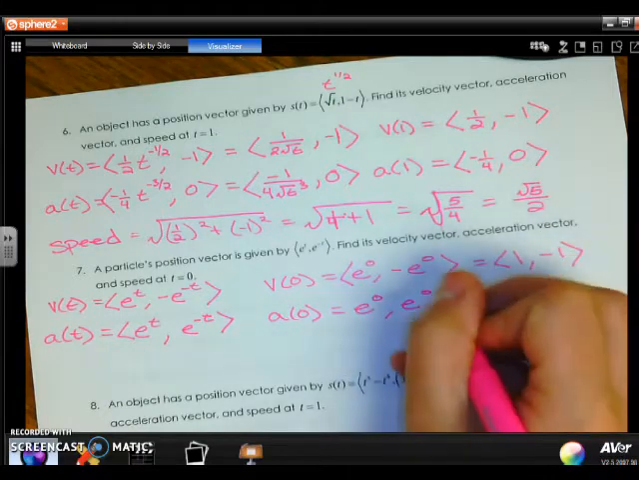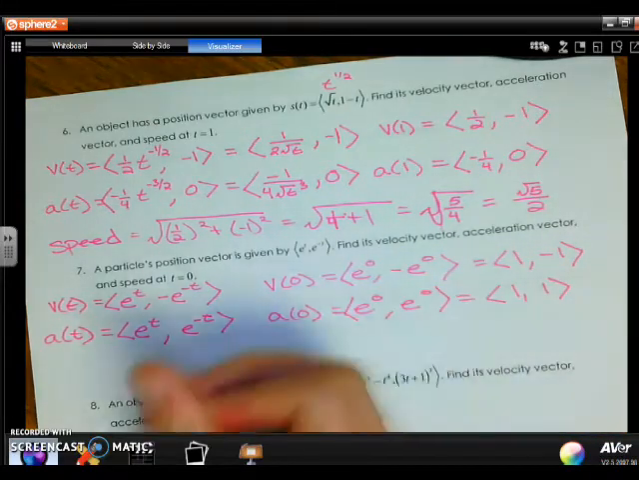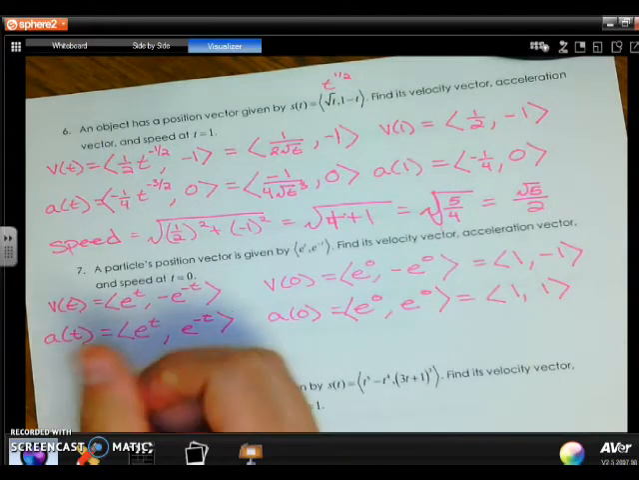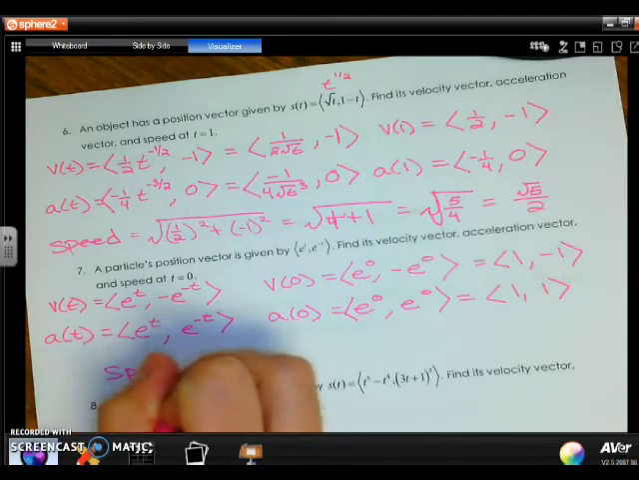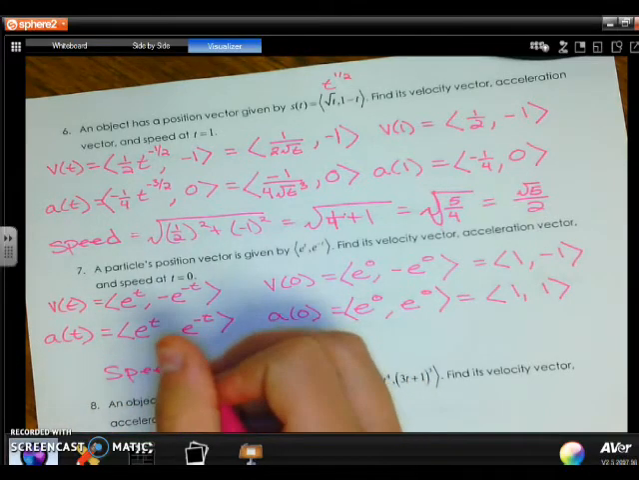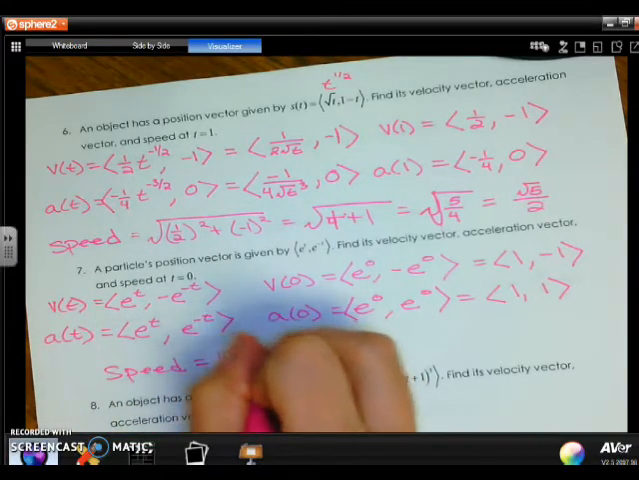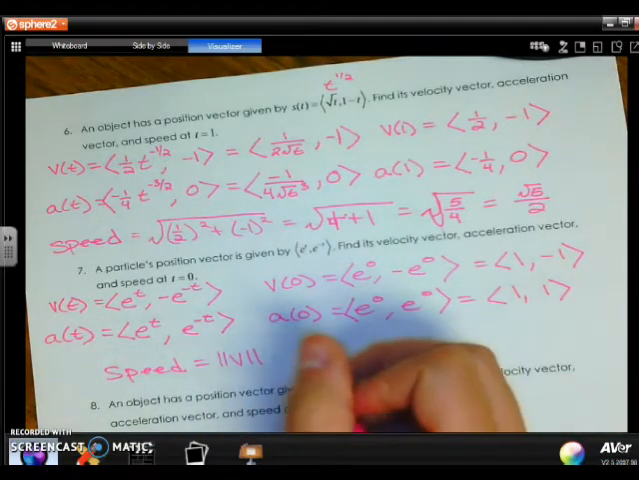1, 1 for that one. Okay, and so now don't forget to find the speed. Again, speed is the magnitude of the velocity. So speed is a scalar. It's going to be a number equals the magnitude of the velocity. I'll write it like this time, just as a reminder.